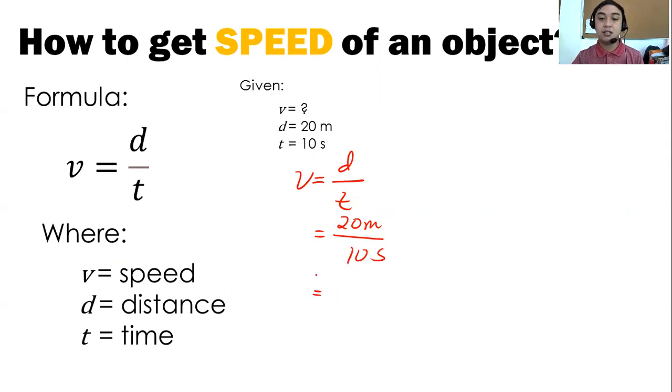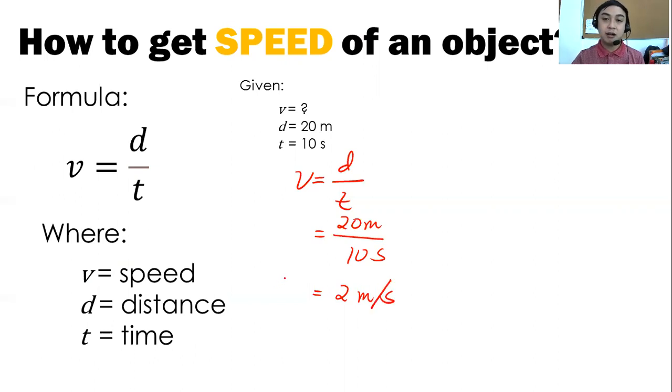There you go. So we can have already the process. We can have the computation. So let us divide 20 by 10. 20 divided by 10, it will give you 2. Copy the unit of distance, meters, and copy the unit of time, seconds.